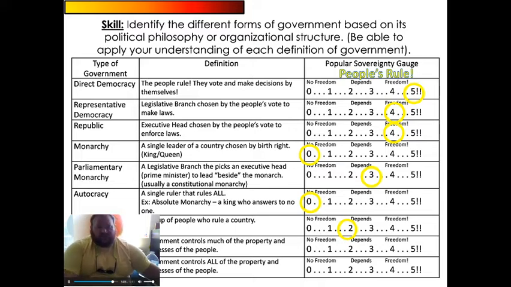Next is socialism. The government controls much of the property and businesses of the people, and they redistribute wealth depending on what they think the need is. You have about a 1 in socialism because the government's going to make decisions for you. And finally, communism is going to be a 0. The government runs everything. All property and businesses are owned by the government.